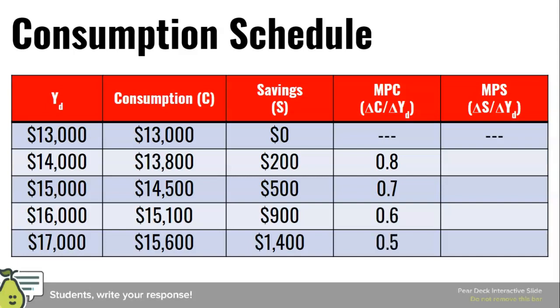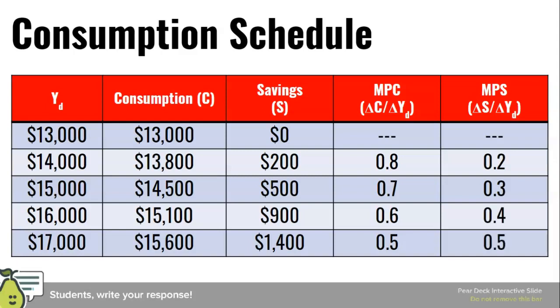It also then stands to reason that marginal propensity to save would be 1 minus MPC. So when I went from $13,000 to $14,000 in income, savings went from 0 to 200. So that's $200 in savings for the $1,000 I earned. So 200 over 1,000 equals 0.2. Or we could have said 1 minus 0.8. We still would have gotten to 0.2. If we go from $14,000 to $15,000 in income, my MPS is going to be 0.3 because that's 1 minus MPC, and then 0.4 and 0.5.